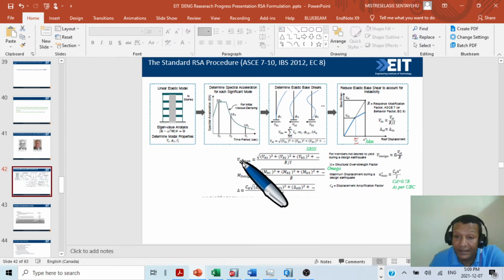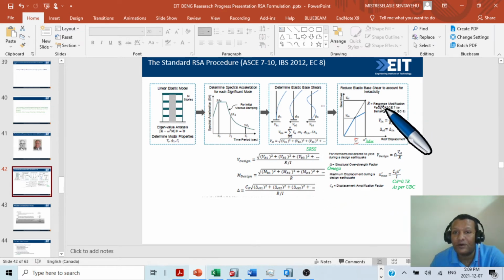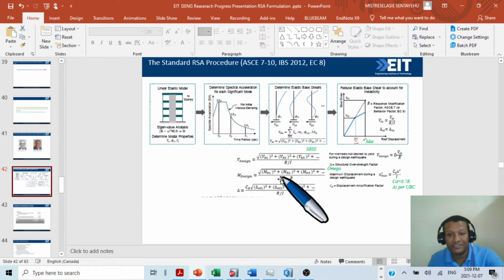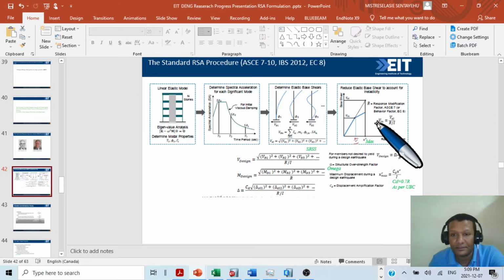So V design, the design base shear, will be the SRSS value we find from elastic divided by R over I. This is for the ductility factor according to the codes. Again, moment also the same, divided by R. Again, this one, the CD factor. So we have the CD factor for any deformation, displacement issues. So as you can see, CD times X over R over I. CD is around 0.7 R as per UBC calculation.